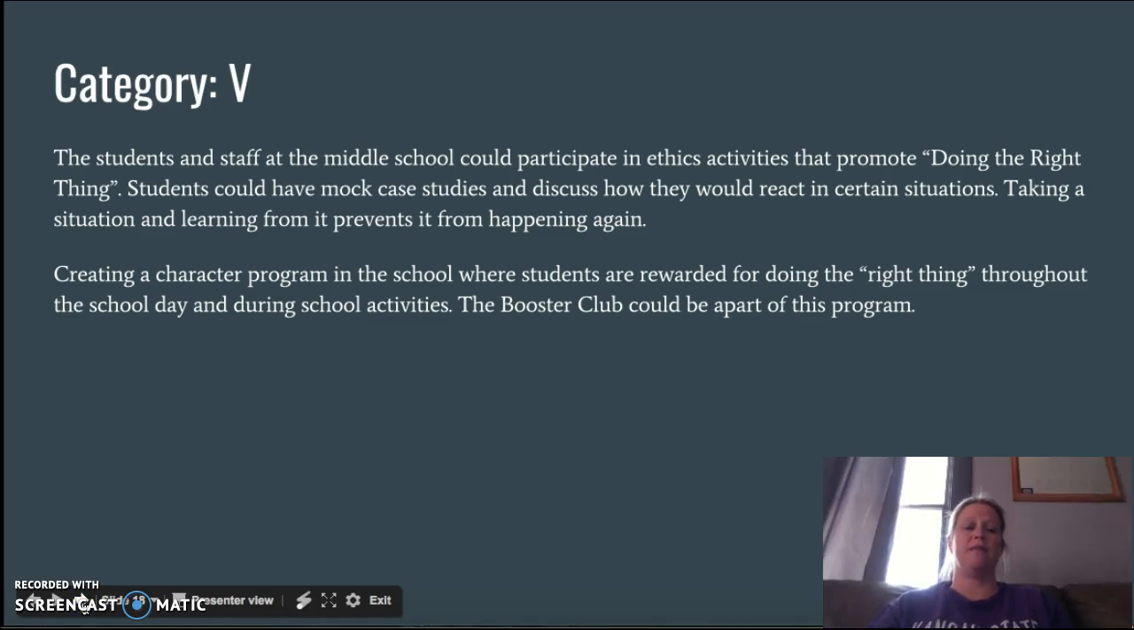The students and staff at the middle school could participate in ethics activities that promote doing the right thing. Students should have mock case studies and discuss how they would react in certain situations. Taking a situation and learning from it prevents it from happening again. So this could be something that the whole school works on, and you're teaching the students at the same time. Creating a character program in the school, maybe where students are rewarded for doing the right thing throughout the school day and during school activities. The Booster Club could be a part of this program.